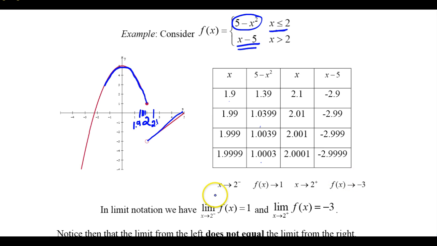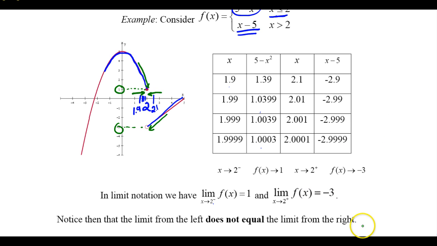So in limit notation, here's what we have. The limit as x approaches 2 from the left, so from the left side of 2, where are the y values going? They're going to positive 1. So the limit as x approaches 2 from the left of f of x equals 1. And the limit as x approaches 2 from the right, so now as I'm getting closer to 2 from the right-hand side, where are my function values headed? Well, they are headed to negative 3. So the limit as x approaches 2 from the right of f of x equals negative 3.